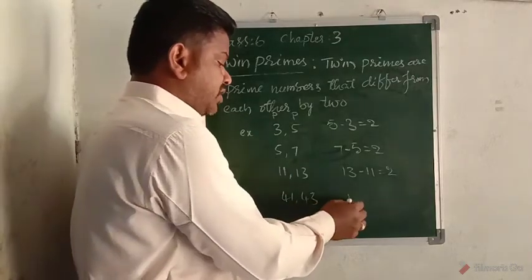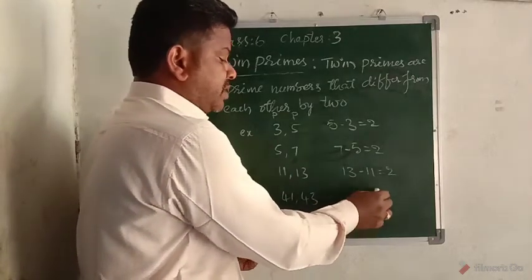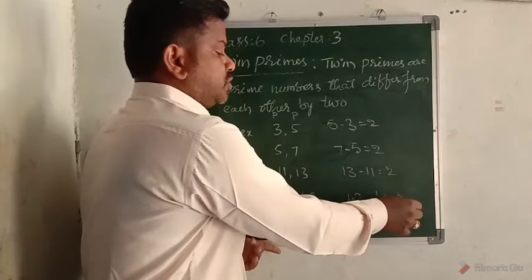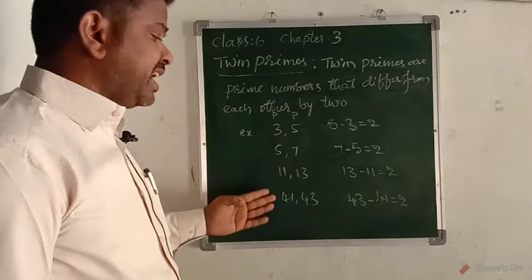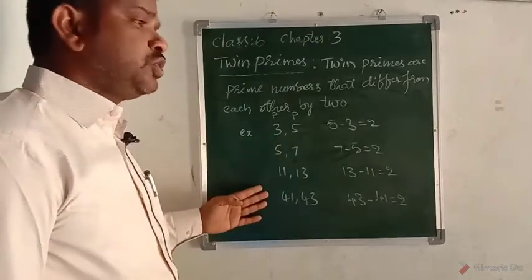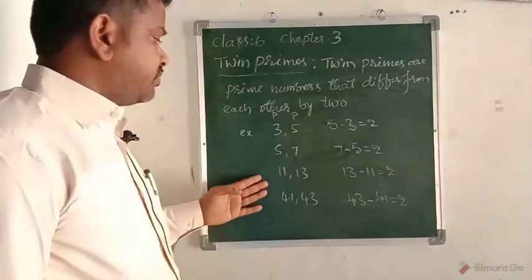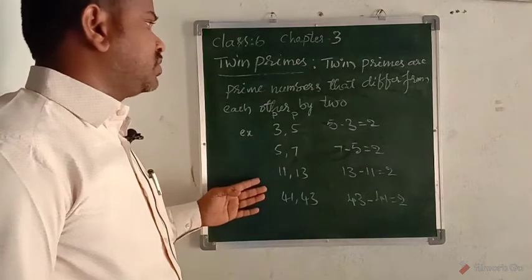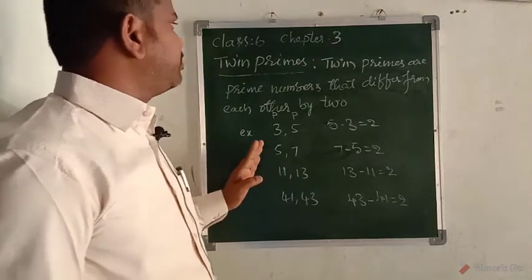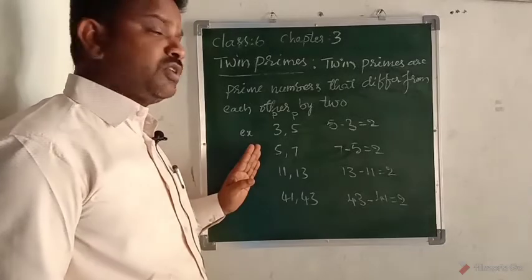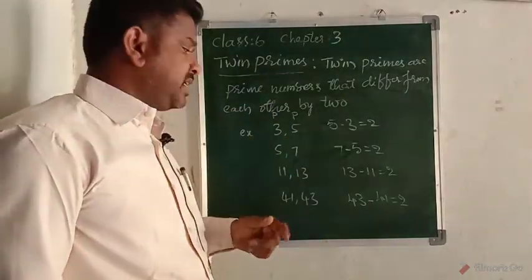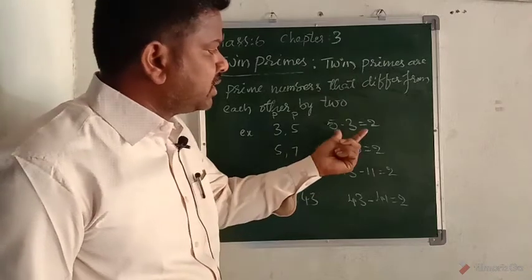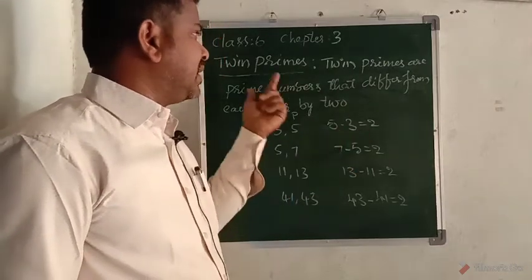And 41 and 43. 43 minus 41 equals 2. The primes which I have written on the board are all twin primes. These are examples of twin primes. Finally, what I am saying about twin primes is that they are prime numbers, and the difference should be two. Such numbers are called twin primes.